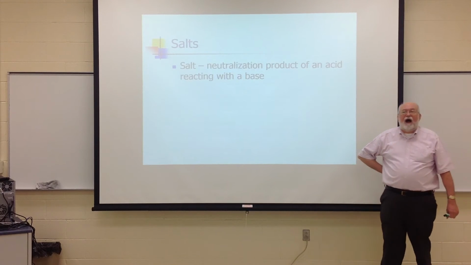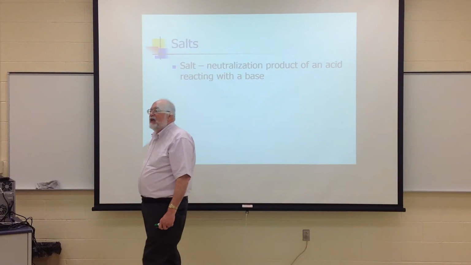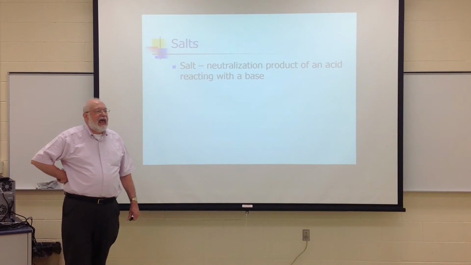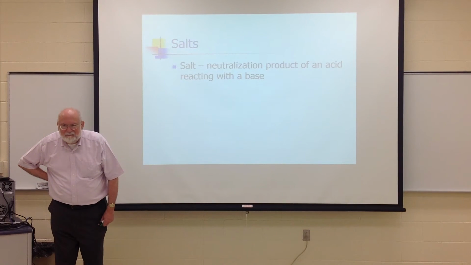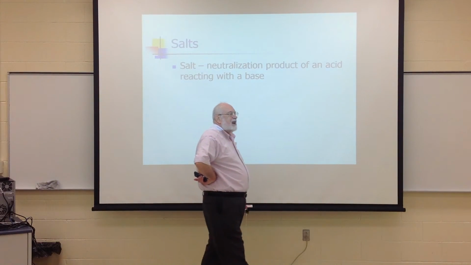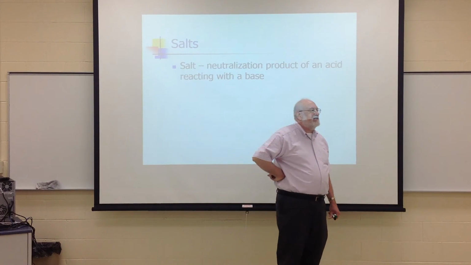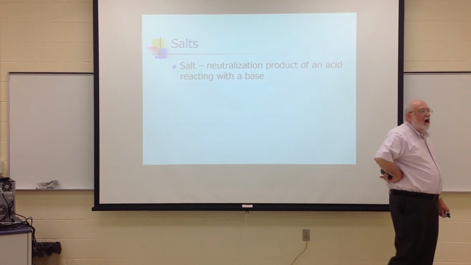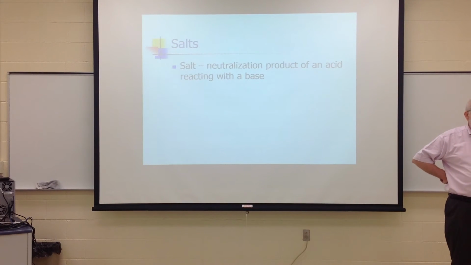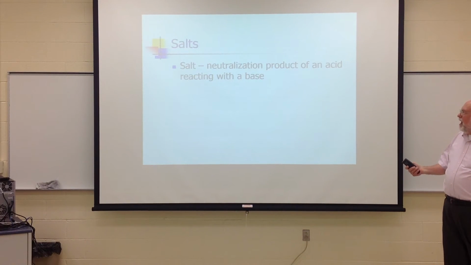Here is the prim and proper definition of a salt. A salt is the neutralization product of an acid and a base. If you mix together an acid and a base, you end up getting a salt as your end product. And salts, as we said, are ionic compounds. So ionic compounds are salts. And you can easily figure out which acid and base you have to react together. I'll show you an example. I don't think we need to worry too much about it, though.